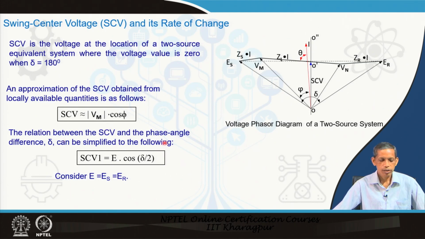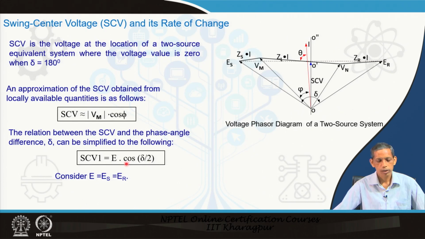The relation between SCB and the phase angle delta can be simplified to the following. If you see this diagram, phi is the angle between Vm and the corresponding I at that point, but delta is the angle between Es and Er. Now, this phi is almost delta by 2. So, if you take the corresponding E equal to Es equal to Er, then the corresponding V cos phi is E cos delta by 2.